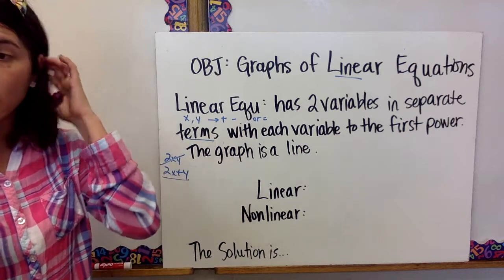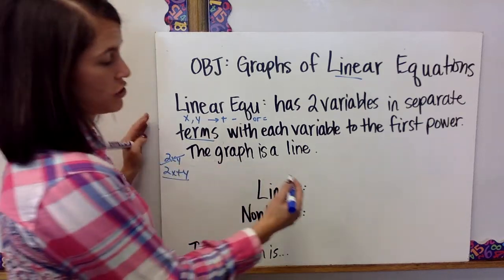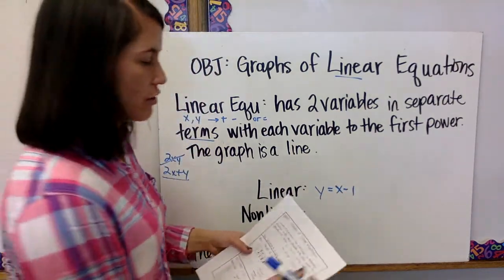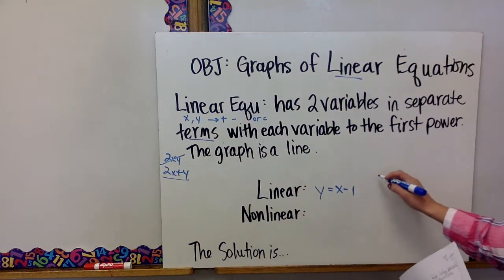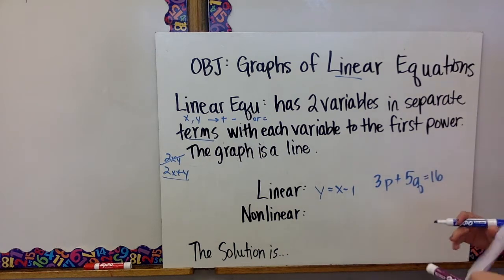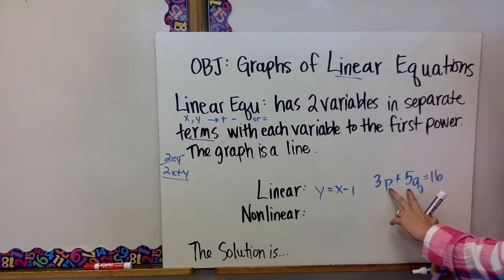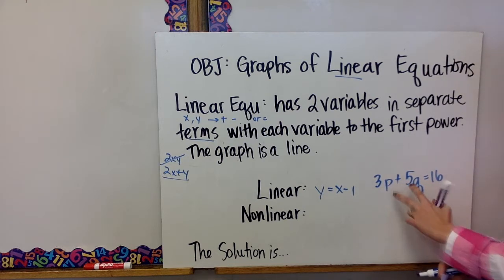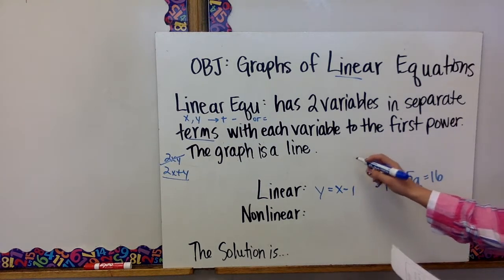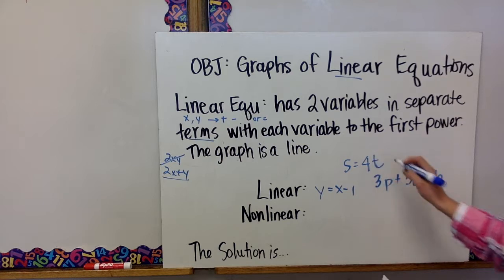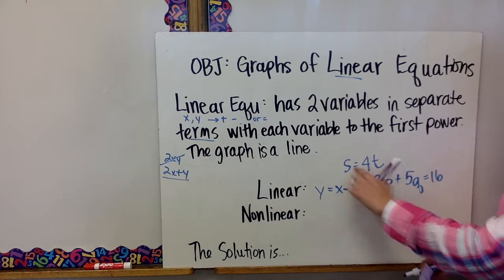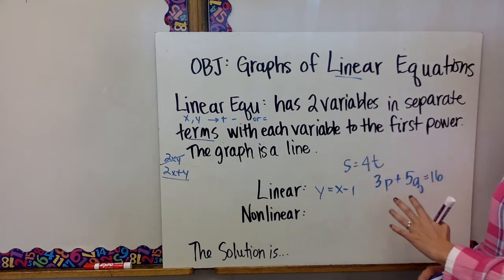So, examples of linear equations. An example of a linear equation could look like y equals x minus 1. Another example could be 3p plus 5q equals 16. Notice it has two variables and they are separated by a plus sign. Even though it's not x and y, there still are two variables. Or you could have s equals 4t. That is an example of a linear equation. You have two variables separated by an equal sign and they're all to the first power.